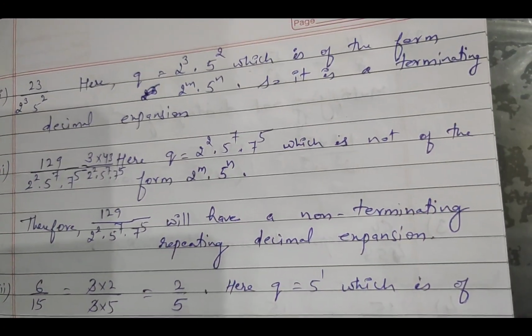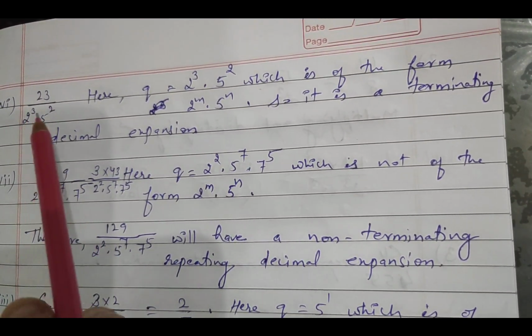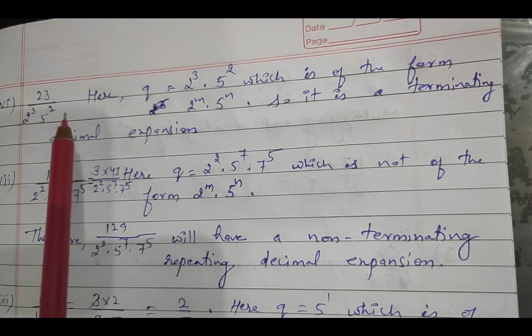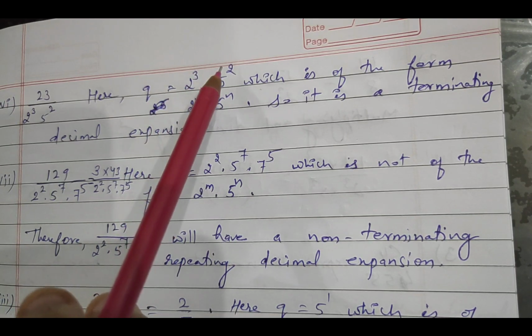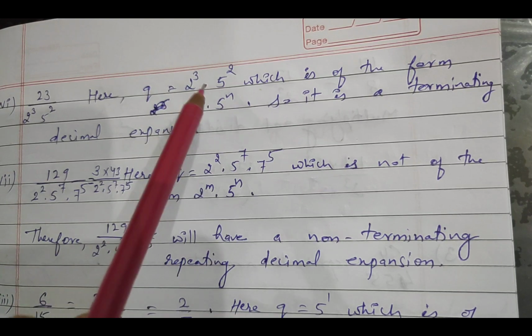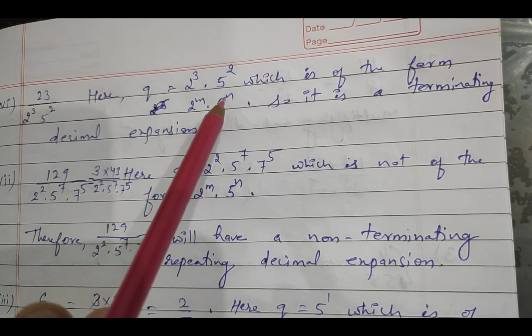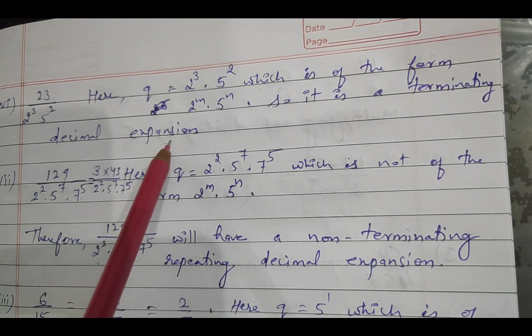Next one. It is 23 upon 2 raised to power 3, 5 raised to power 2. Here you can see Q, our denominator, is 2 raised to power 3 and 5 raised to power 2. So this is in the form of 2 raised to power m and 5 raised to power n. So it is a terminating decimal expansion.